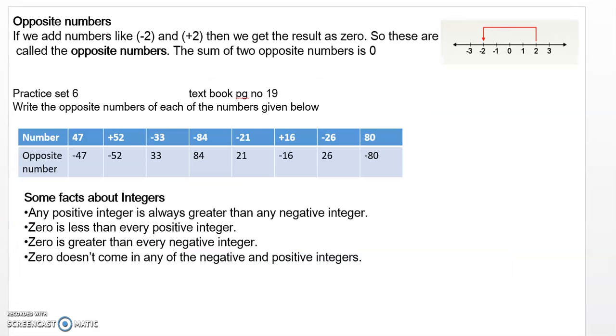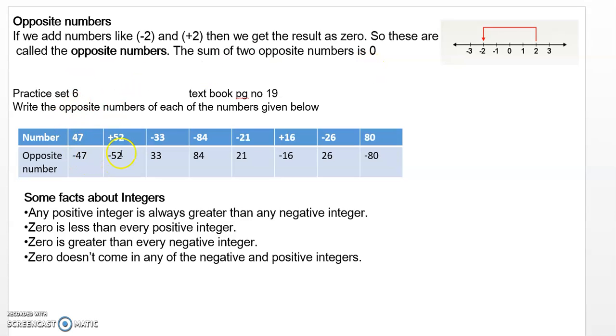Now we'll come to the next topic, opposite numbers. Opposite numbers means only the sign changes. Just as minus 2, what is the opposite of minus 2? It will be plus 2. Opposite of plus 16 is minus 16. Opposite of minus 26 is plus 26. If we add minus 2 and plus 2, we get the result 0, so these are called opposite numbers. Take any example: minus 1 and plus 1 is 0, minus 4 plus 4 is 0. So the sum of two opposite numbers is always 0.